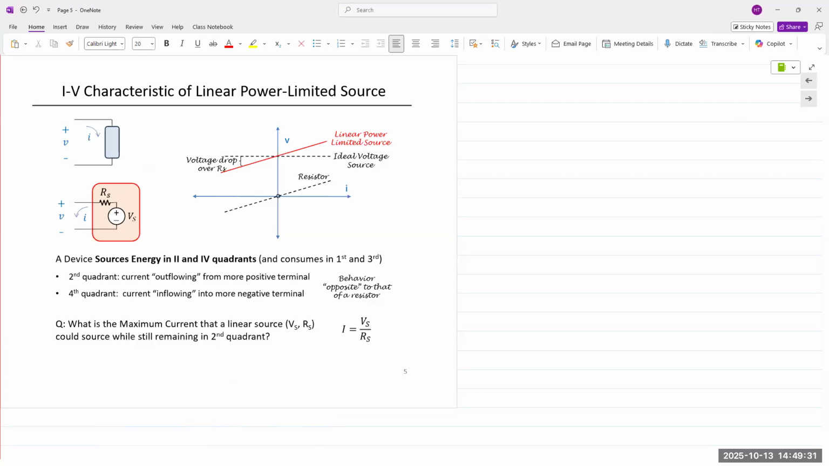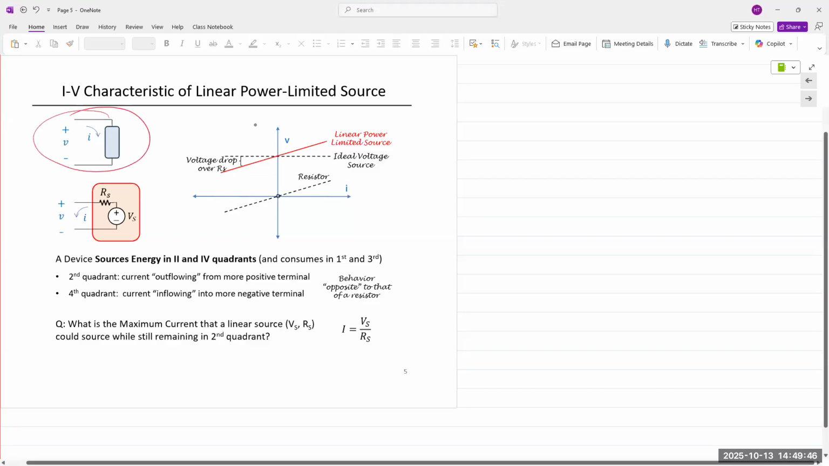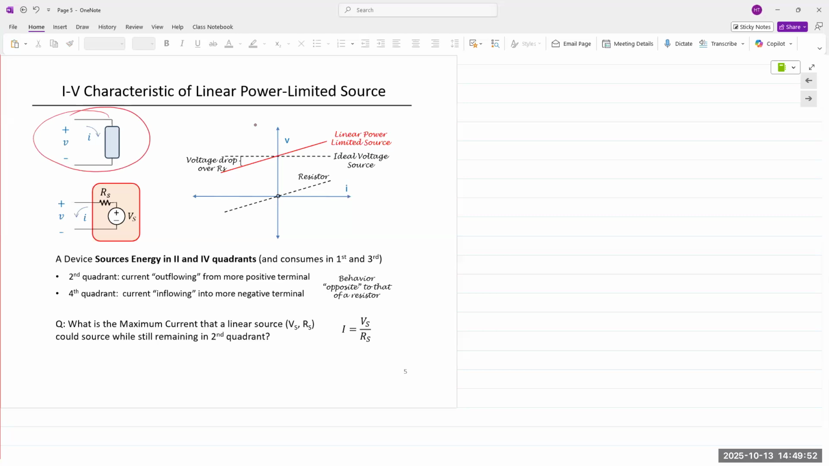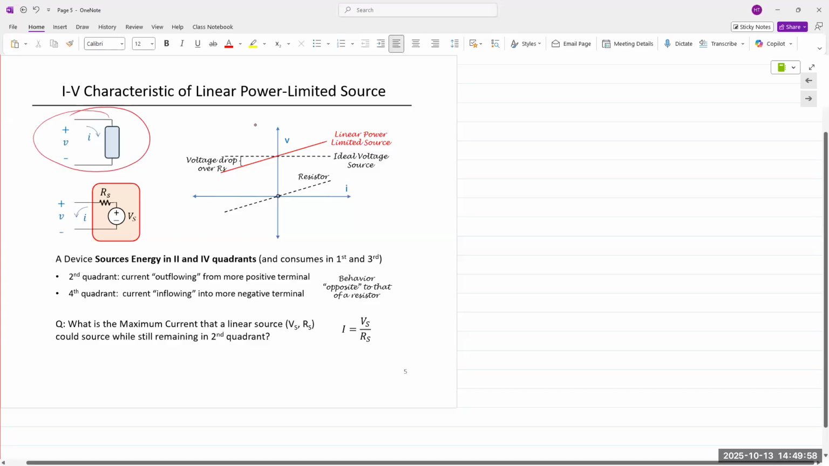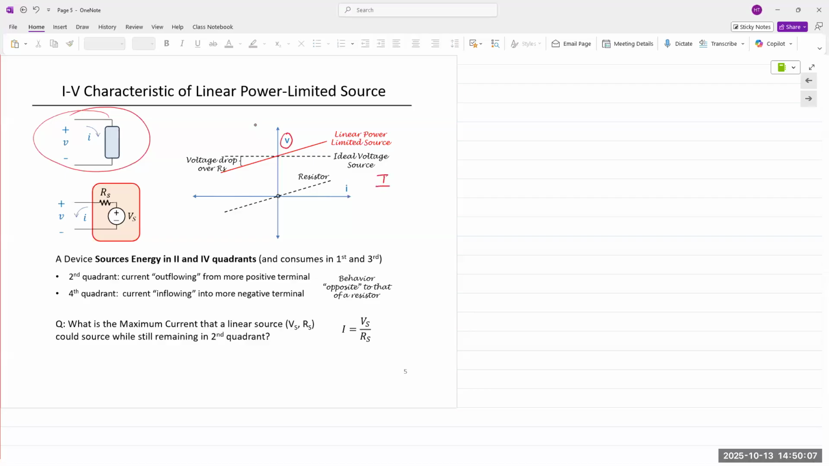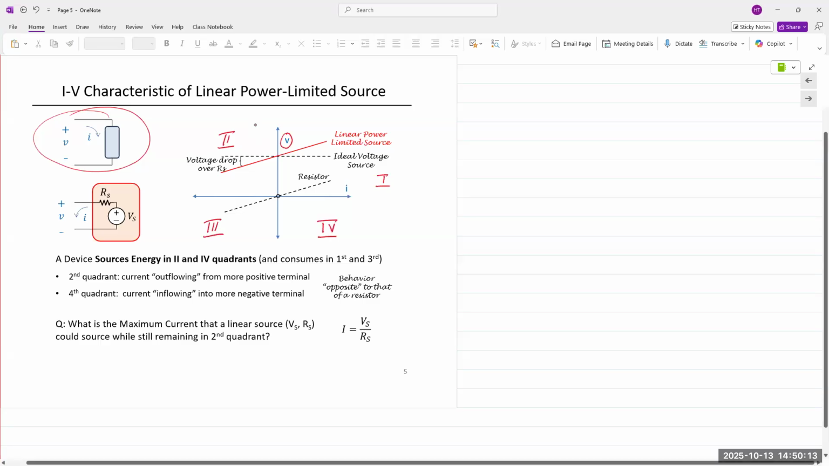All right. So here we have a graph that shows us the IV characteristic of a linear power limited source. We have 4 quadrants in here. Let's say we have a sealed box device. We don't know what that device is or what it does, but at the output of that device is a voltage V, and the current that's flowing is I. So this graph shows us the voltage as a function of the current I. Here is the first quadrant. Here is the second, third, and the fourth.